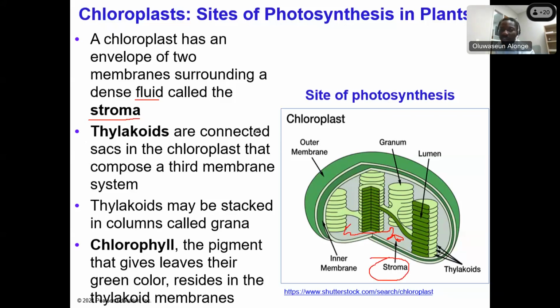Now, thylakoids are connected sacs in the chloroplast that compose a third membrane system. The thylakoids may be stacked into columns called granum, singular, grana, plural. The chlorophyll actually resides inside the thylakoid membrane, inside the thylakoid. That's a green pigment located inside the thylakoid, and that is what attracts sunlight.